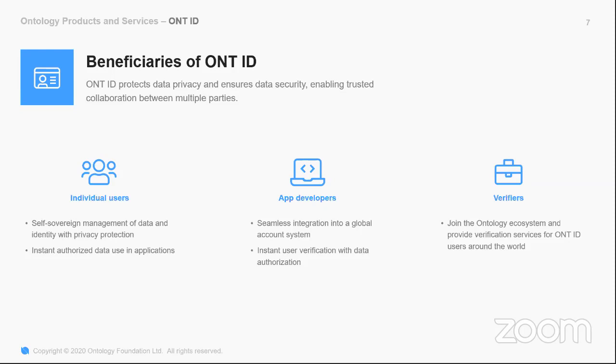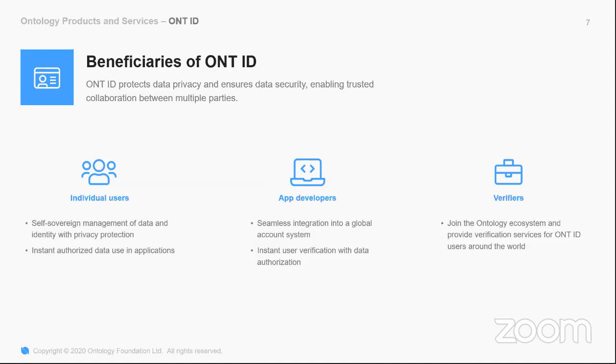And based on the Ont Id, we are providing self-sovereign management. And also, we create certain solutions for application developers. Maybe they are not familiar with blockchain, but they just use the blockchain technology to create trust endorsement for their own systems.